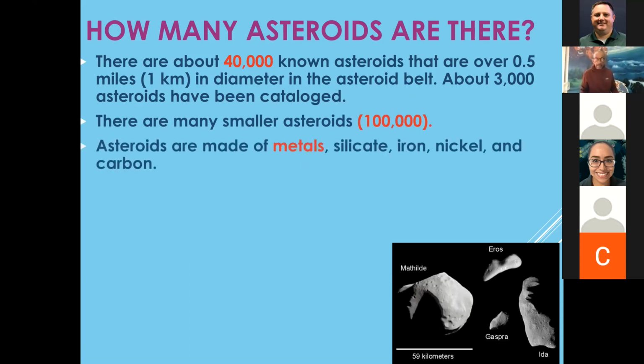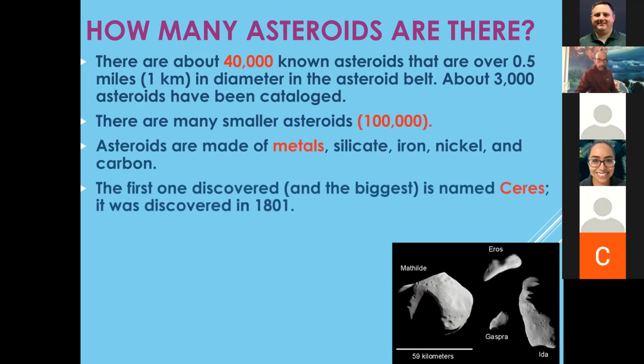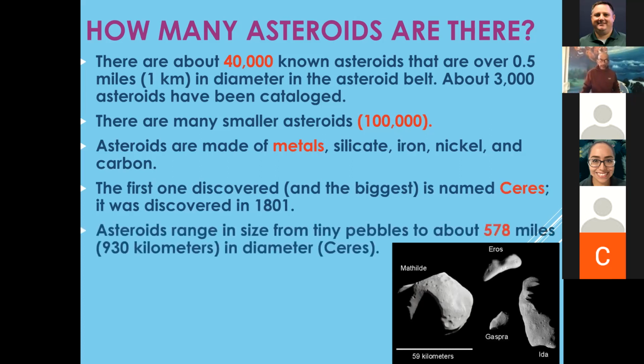Asteroids are made of metals, silicate, iron, nickel, and carbon. The first one discovered, and the biggest, is named Ceres. It was discovered in 1801. Asteroids range in size from tiny pebbles to about 578 miles or 930 kilometers in diameter, and that was Ceres.